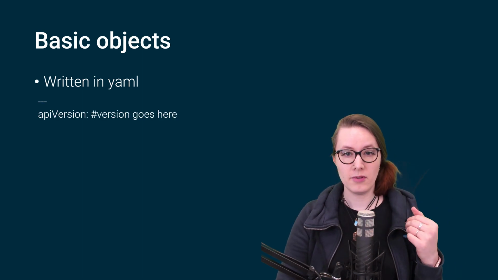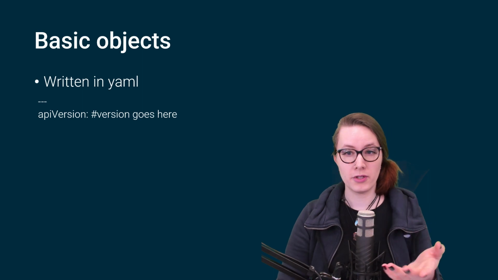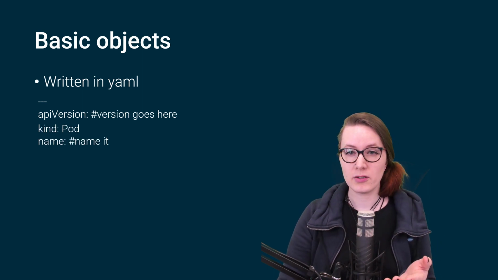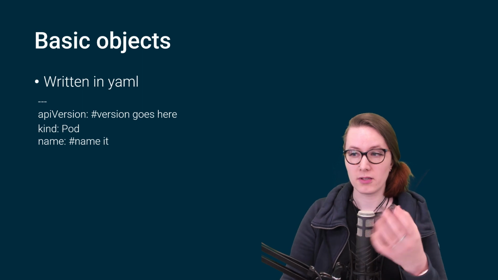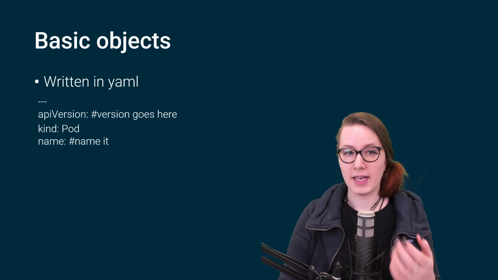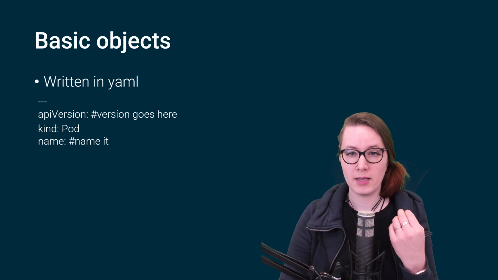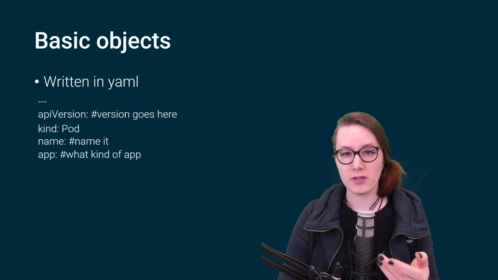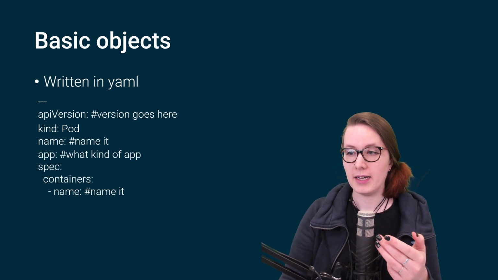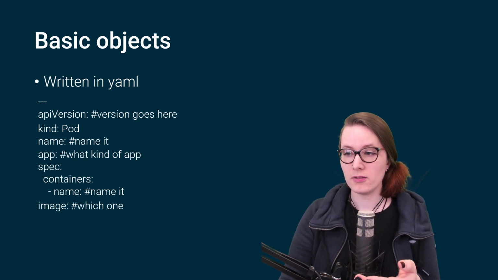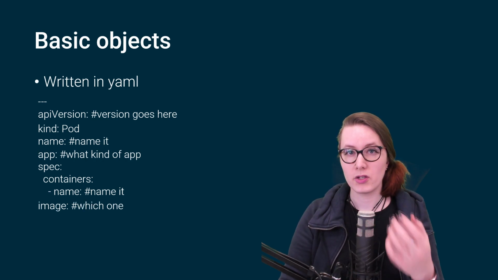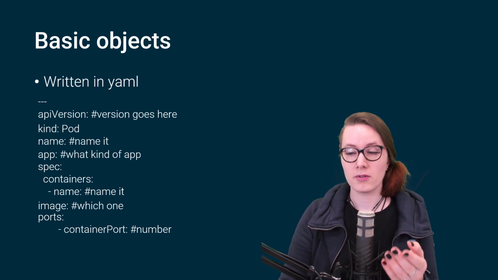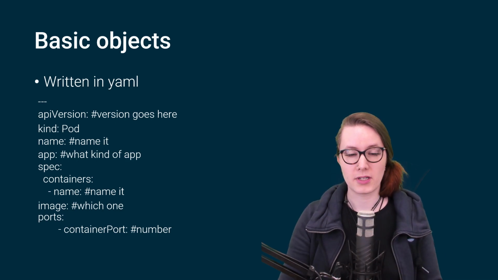Here we get an example where we would have to enter the version and what kind of object that would be, in this case a pod, the name and how we want to name it, what kind of app we're going to deploy, and the specification of the containers. So we also have to name them, choose an image for them, and also choose a port like 80, for example.